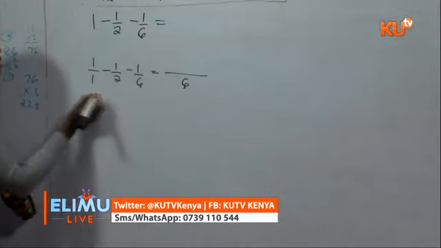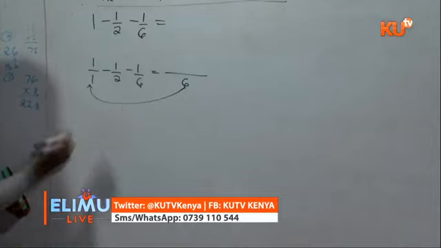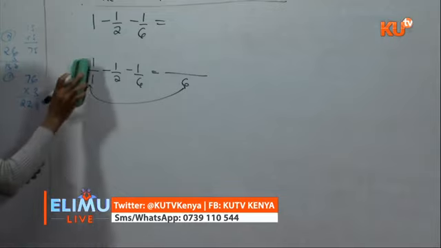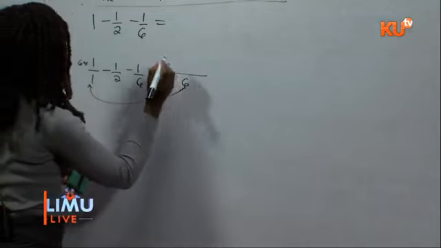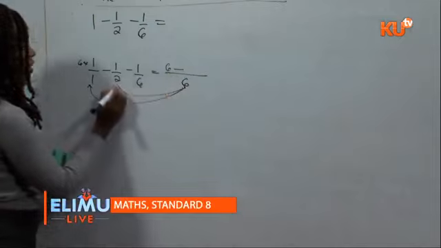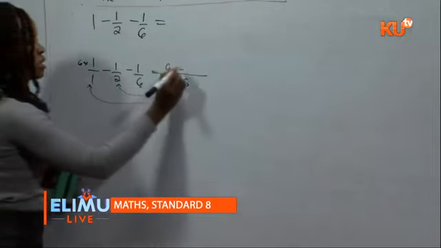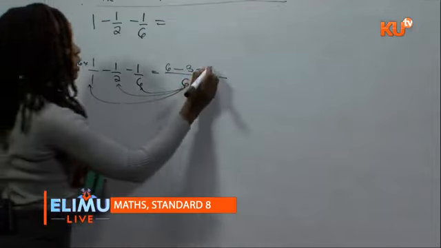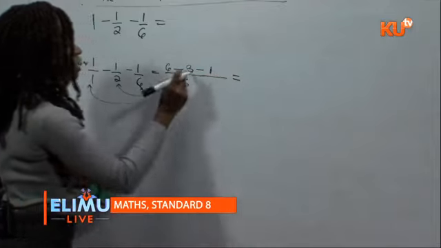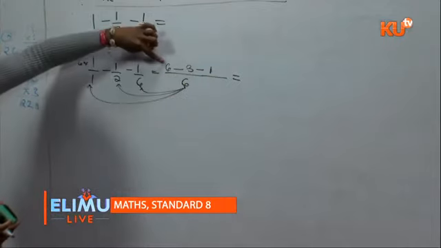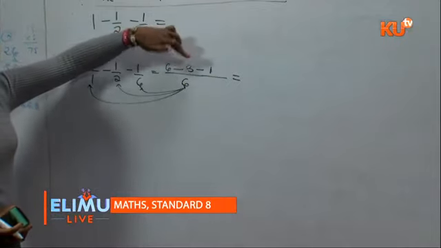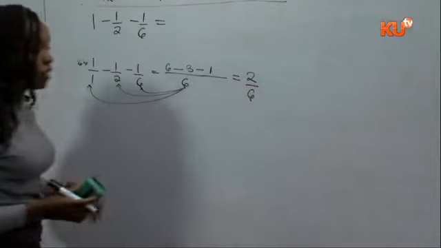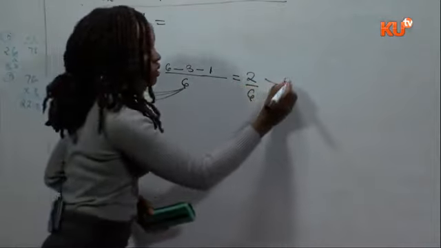Then we take this 6 divided by 1, we get 6. Then 6 times 1, 6, minus 6 divided by 2 is 3. 3 times 1, we get 3. Minus 6 divided by 6 is 1, times 1 is 1. So here I have 6, take away 3, take away 1. So we'll start by taking away 3, we get 3. Then 3 minus 1, we get 2. 2 over 6.